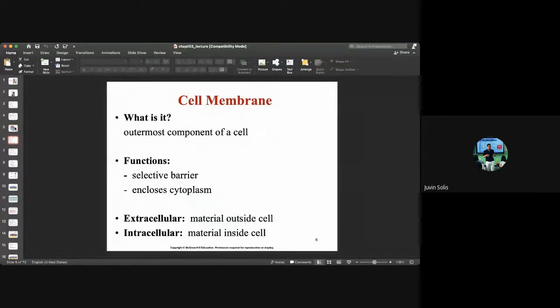Now it says here we have extracellular and intracellular. Again, what I want you to remember in learning medical terms is to go to the root word or base form of the word. Here, extra means outside, intra means inside. So whenever you hear extracellular, it means outside the cell. When you hear intracellular, it is inside the cell. Claro?